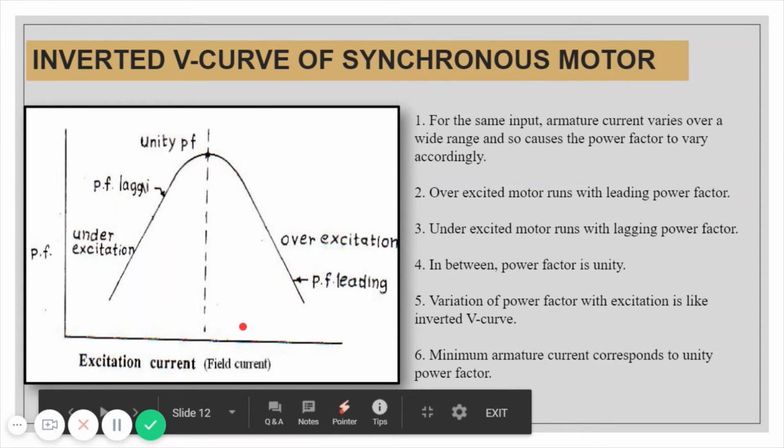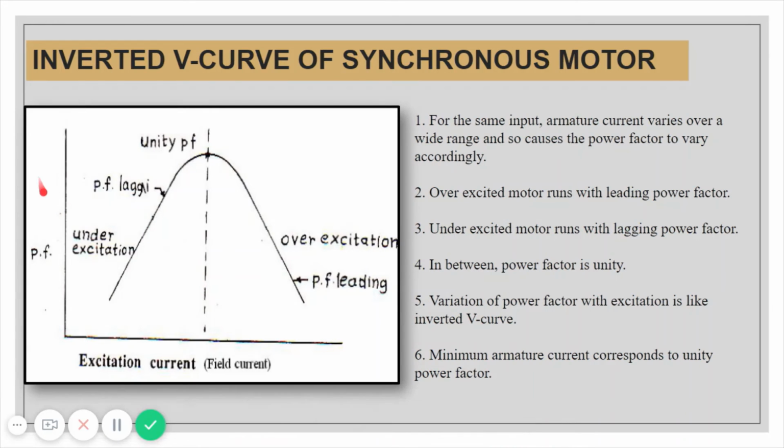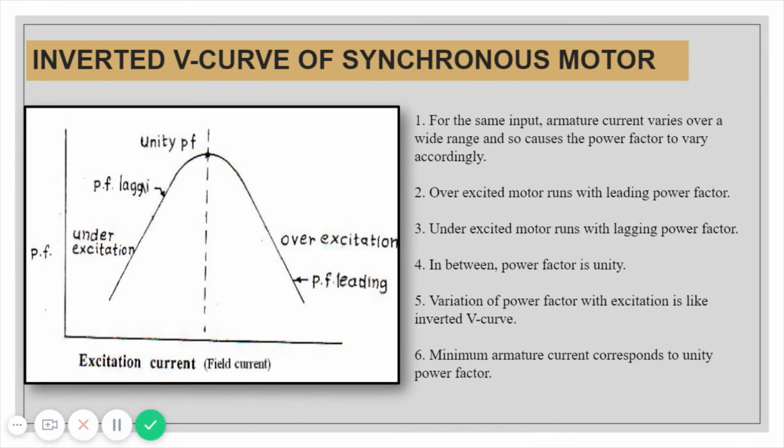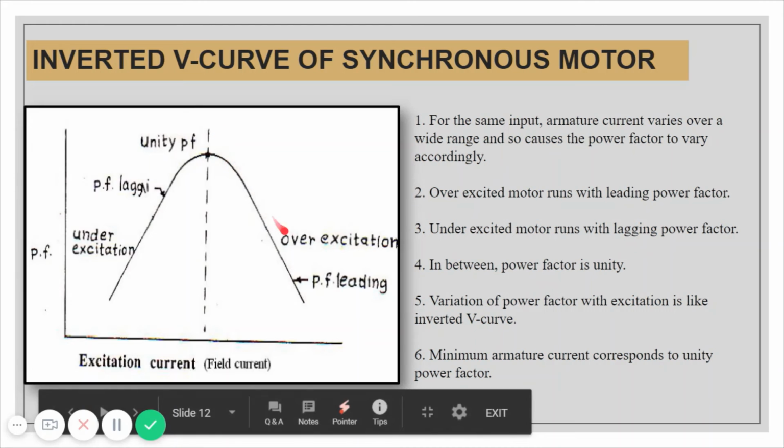Inverted V curve of the synchronous motor. Now this is the graph of power factor with respect to excitation current or the field current. For the same input, armature current varies over a wide range and so causes the power factor to vary accordingly. Now an overexcited motor runs with a leading power factor. Here you can see the overexcitation part with the power factor leading. The underexcited part is running with a lagging power factor.